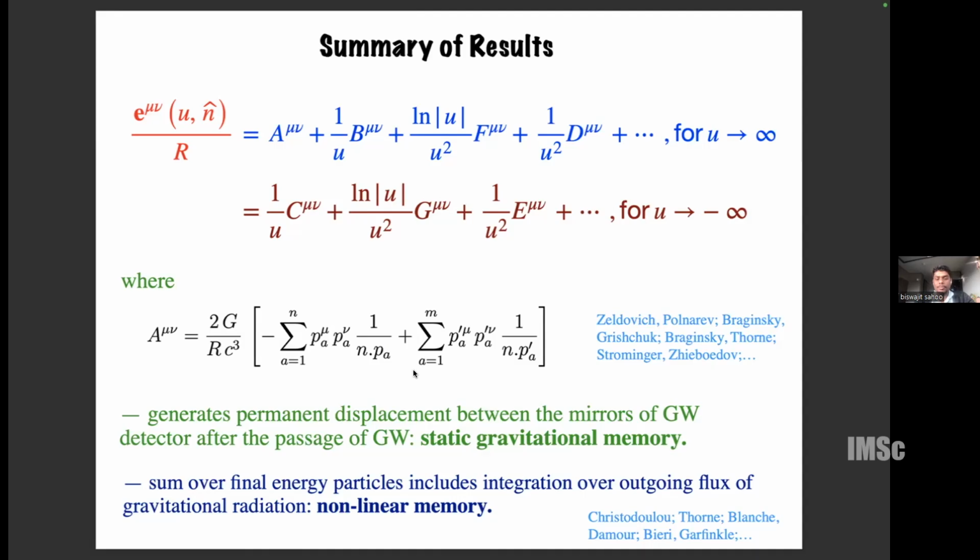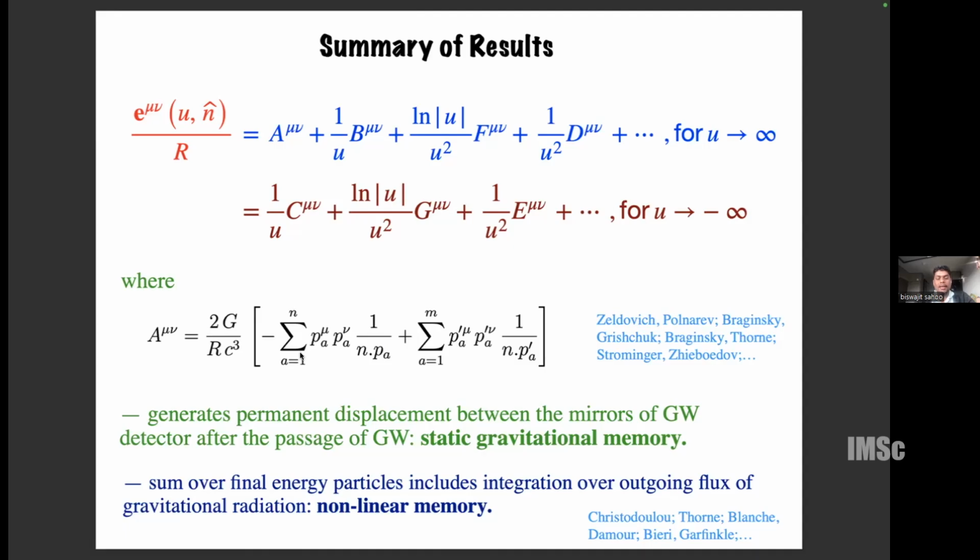That is why it memorizes that some scattering event happened and a gravitational wave passed through. What it memorizes is this permanent displacement between the mirrors, known as the gravitational static memory. A key point in this expression is that I am summing over the final particle states, where a equals 1 to n, the number of final particles, since in any generic scattering event there is also some finite energy gravitational wave emission.